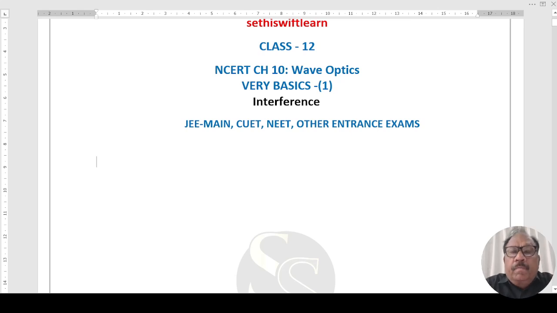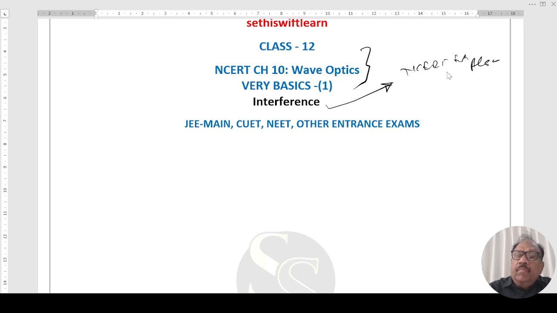Hello students, in today's session of NCERT chapter Wave Optics, the very basics of the topic of interference will be cleared through illustrations taken from the NCERT exercise also.